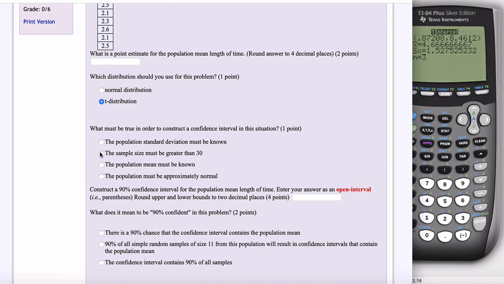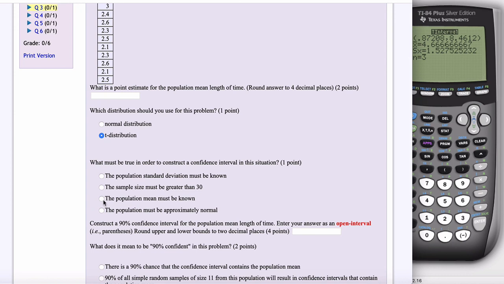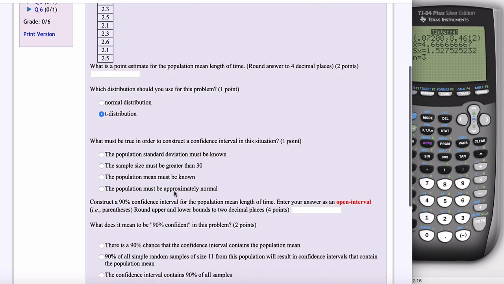The sample size must be greater than 30. No, it can't be greater than 30. The sample size up here is just 11. The population mean must be known. No, if you knew the population mean, you wouldn't be creating a confidence interval for the population mean. It would be dumb to estimate something that you already know.